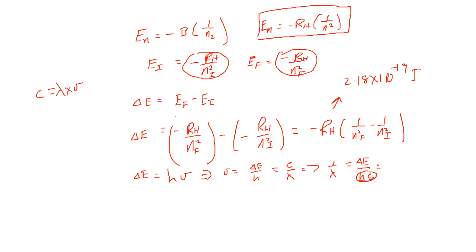So let me see here. How do we deal with this? So if we plug this here, or for delta E, if we plug this into this equation, we're going to end up with 1 over lambda is equal to minus RH over HC times 1 over n squared F minus 1 over n squared I. Okay, and here we have a collection of constants right here, all right?